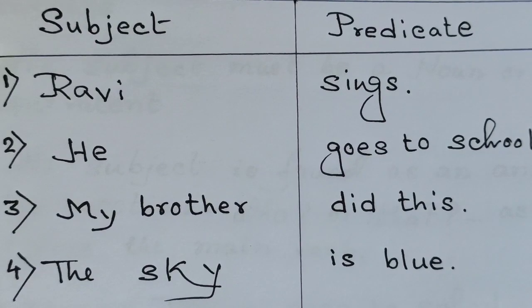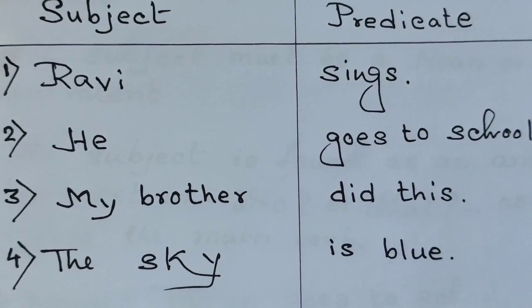In the subject section, I have written the subjects, and in the predicate section, I have written the predicates. Well, let's have a look at the first example, which goes Ravi sings. Here in this particular sentence, Ravi is the person we are talking about, and that is why Ravi is the subject here. And what is said about the subject Ravi? Sings. So sings is the word which is said about the subject Ravi. And we already know that what is said about the subject is the predicate, and that's why here the word sings is the predicate.